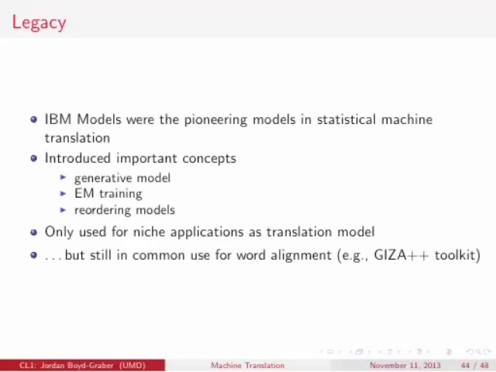IBM models have a historical importance that's hard to overstate. They introduced important concepts like statistical models of translations, generative models, EM training, reordering methods. They're not used much anymore, but they still form the foundation of all of the statistical translation models that came after. And they're still in common use for the task of word alignment, which is an important pre-processing step for just about every machine translation algorithm that is used popularly today.